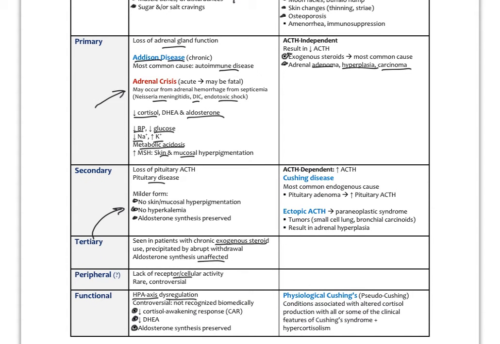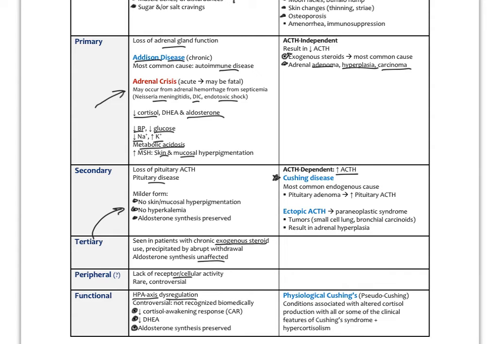Secondary Cushing's would be essentially ACTH dependent. This would be from primarily a pituitary adenoma that is hypersecreting ACTH. So we call that Cushing disease. So there's a difference between Cushing disease and Cushing syndrome. This is the most common endogenous cause of elevated cortisol, much more common than adrenal adenoma, for example. So that'd be a pituitary adenoma hypersecreting.